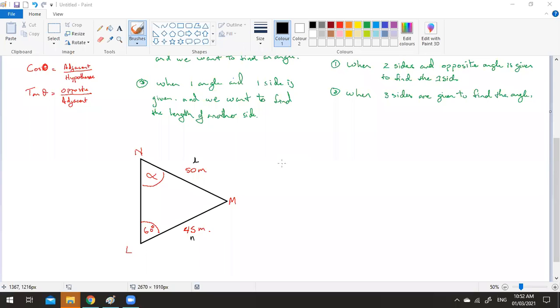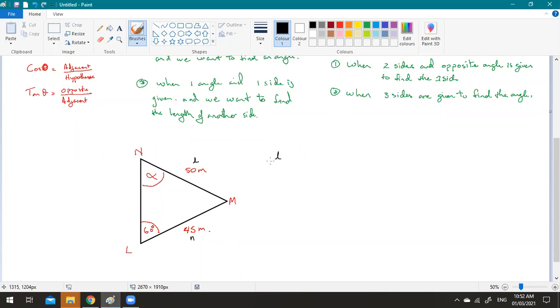Which letter comes first? L. So little l over sine the angle at L is equal to little n over sine the angle at N. Now let me fill it in. What's the value of little l? 50. And sine the angle at L is 60. And the length of n is 45. We don't know the angle alpha; we want to find alpha, right?